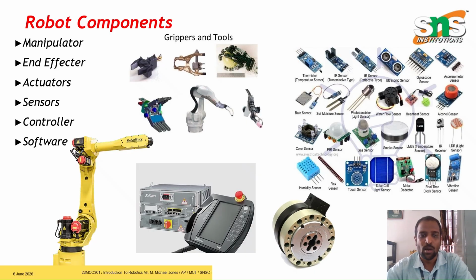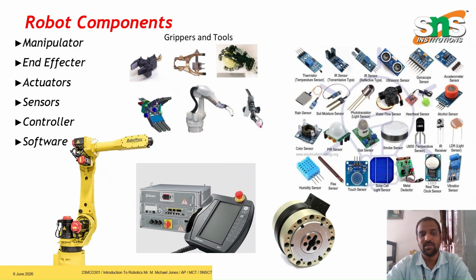Actuators are the components responsible for generating motion. They convert electrical, hydraulic, and pneumatic energy into mechanical movement. They include electric motors, servo motors, and hydraulic and pneumatic cylinders. Without actuators, robots would not be able to perform any physical action.